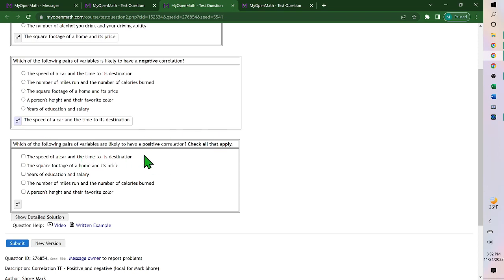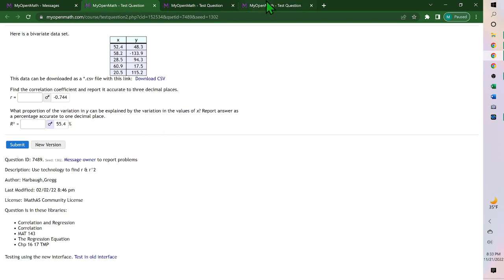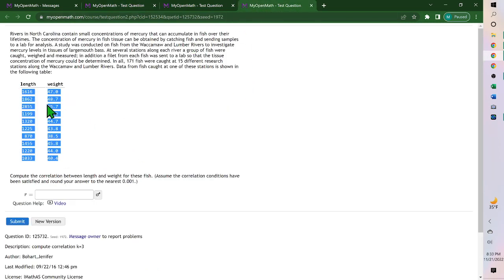Which of the following pairs of variables are likely to have positive correlation? The speed of the car and the time you get there, that would be a negative. Your square footage and the price of the home, they both increase together. Your education, as that increases, so does your salary. The number of miles you run and the number of calories you burn. The more you run, the more calories you burn. A person's height and their favorite color does not have a correlation. So it would be the three of them. This one, because I already put these in there.